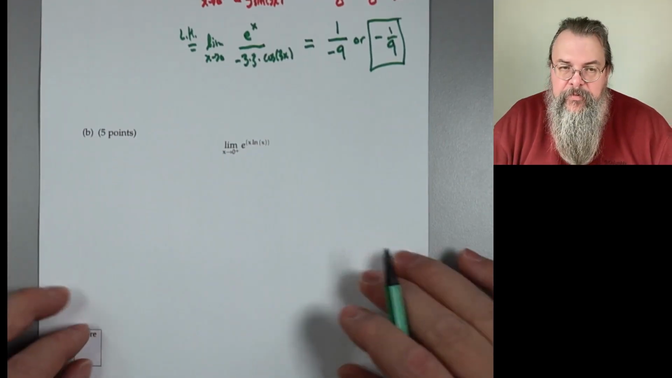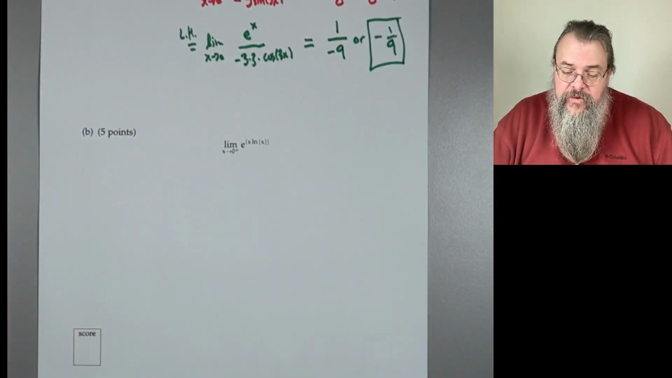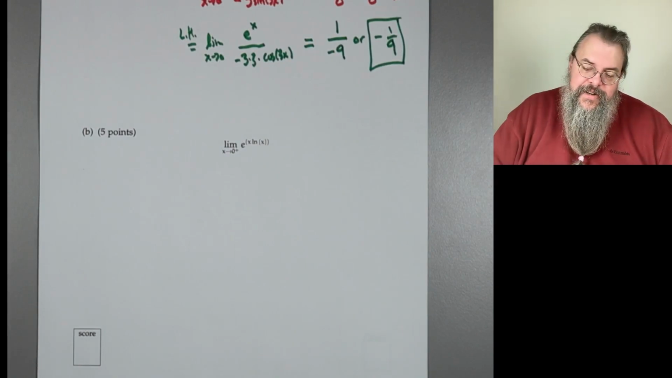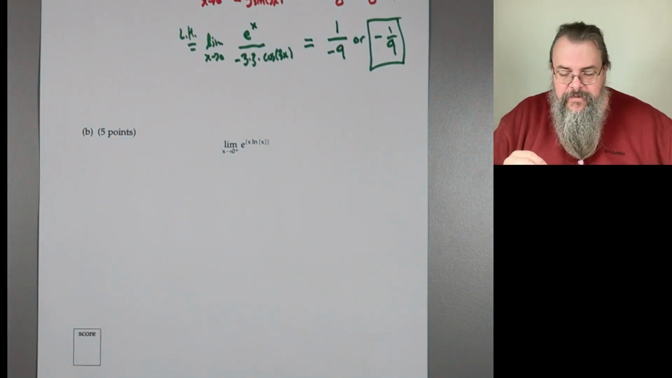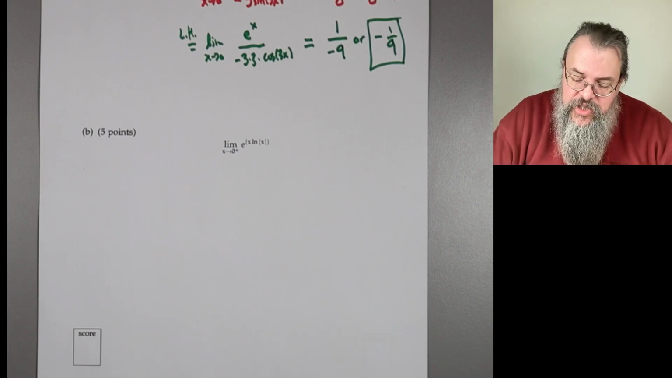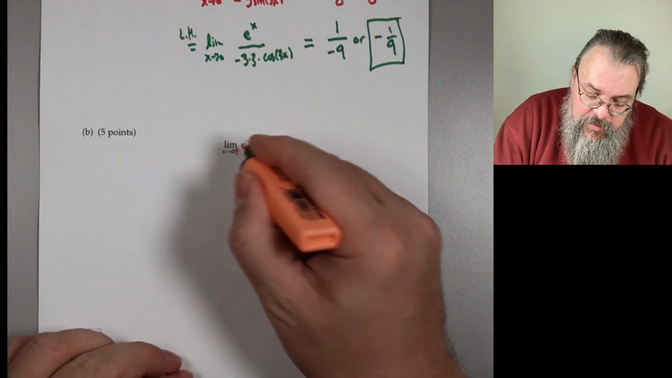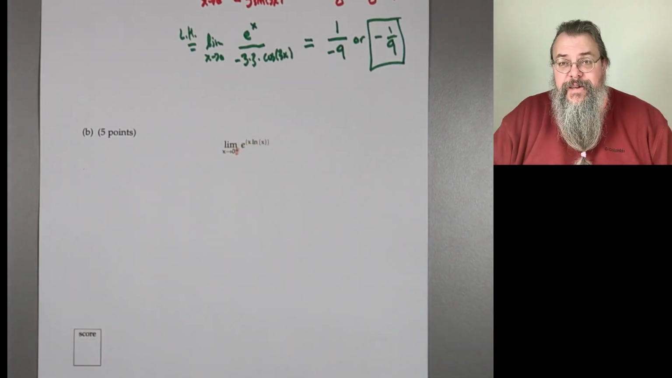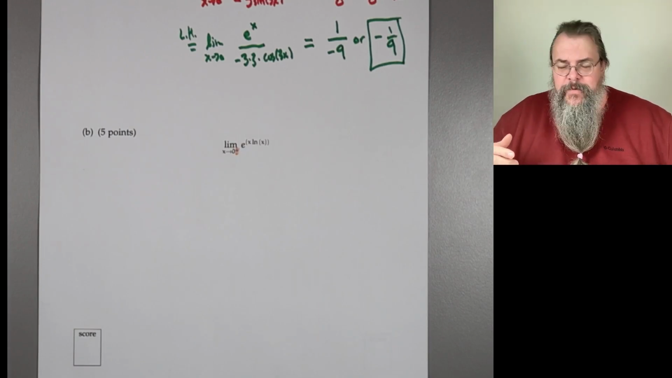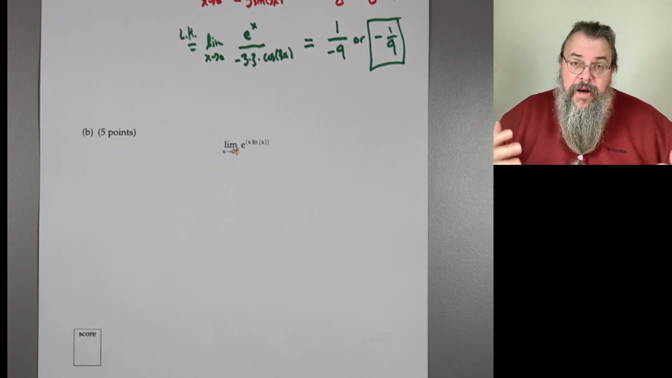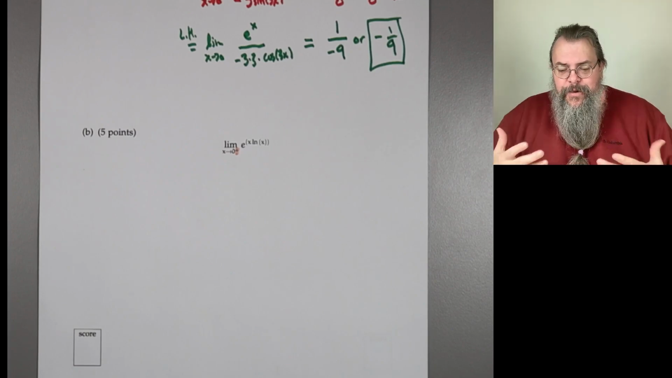Part B. Find the limit as x goes to 0 plus of e to the power of x log x. Now, the reason they're specifying the plus here is not going to change anything we do. It's just because log x only makes sense for positive numbers. Since we have a log of x involved, we have to make sure we keep things positive. Now, how do we do this?